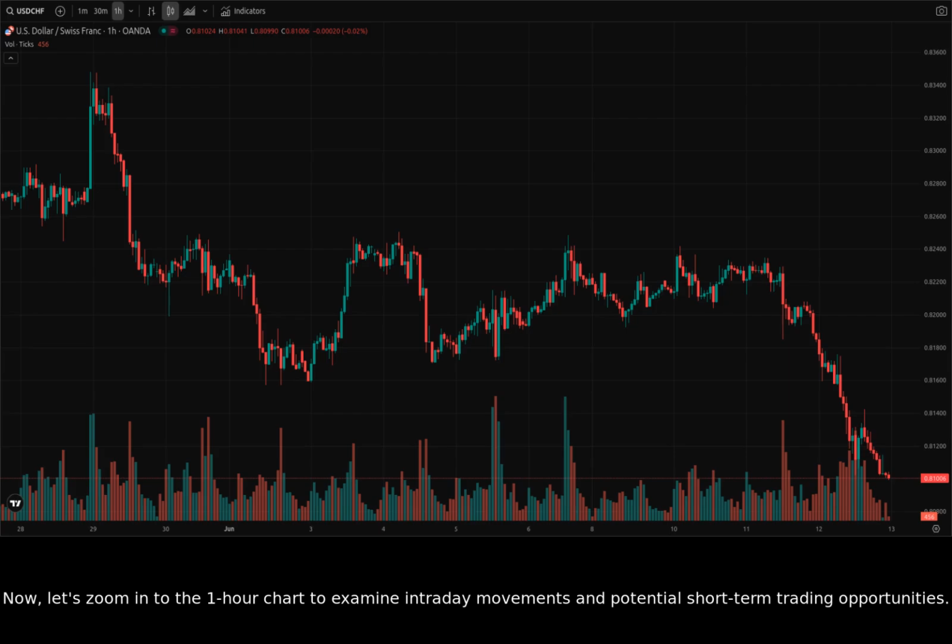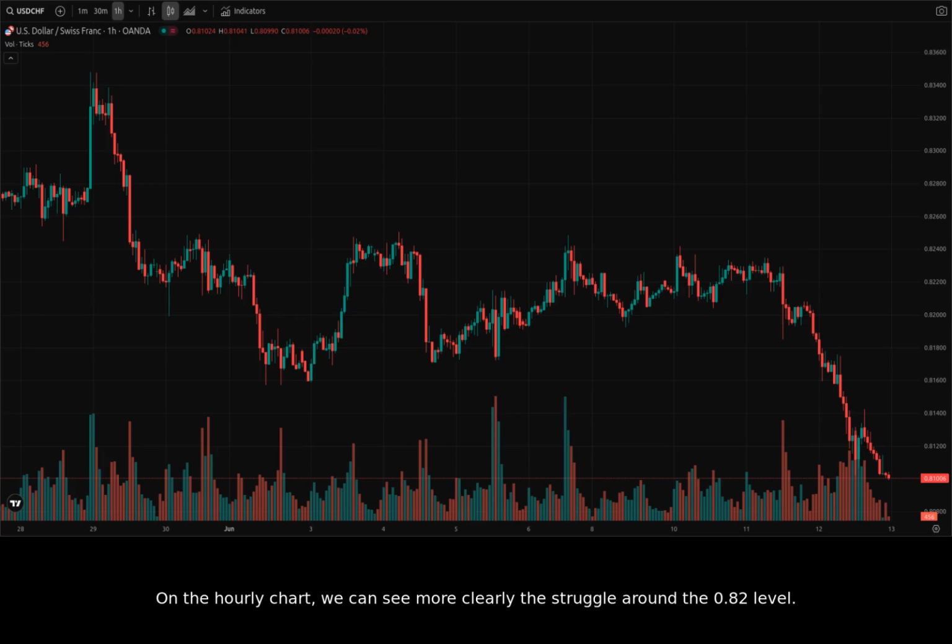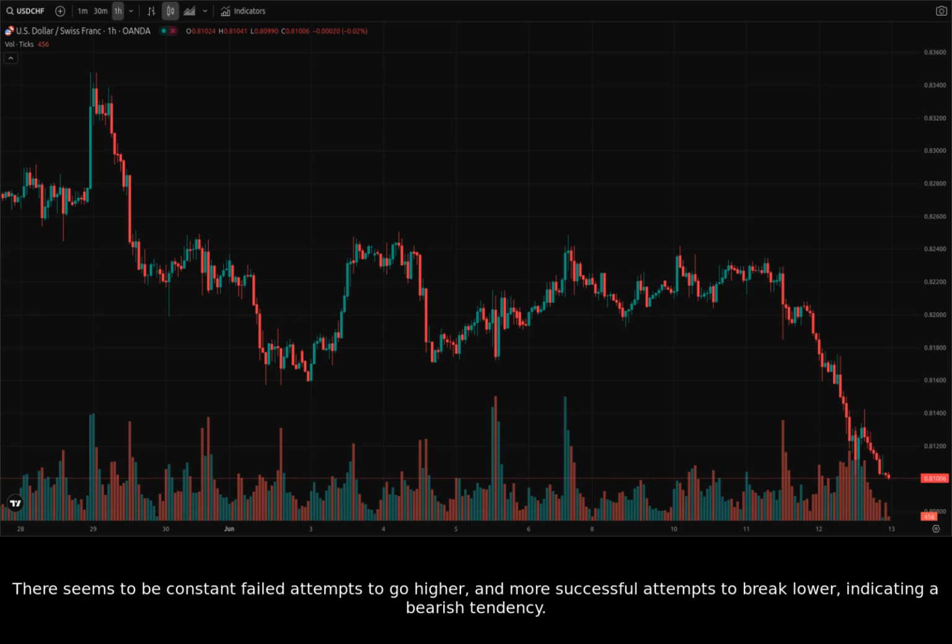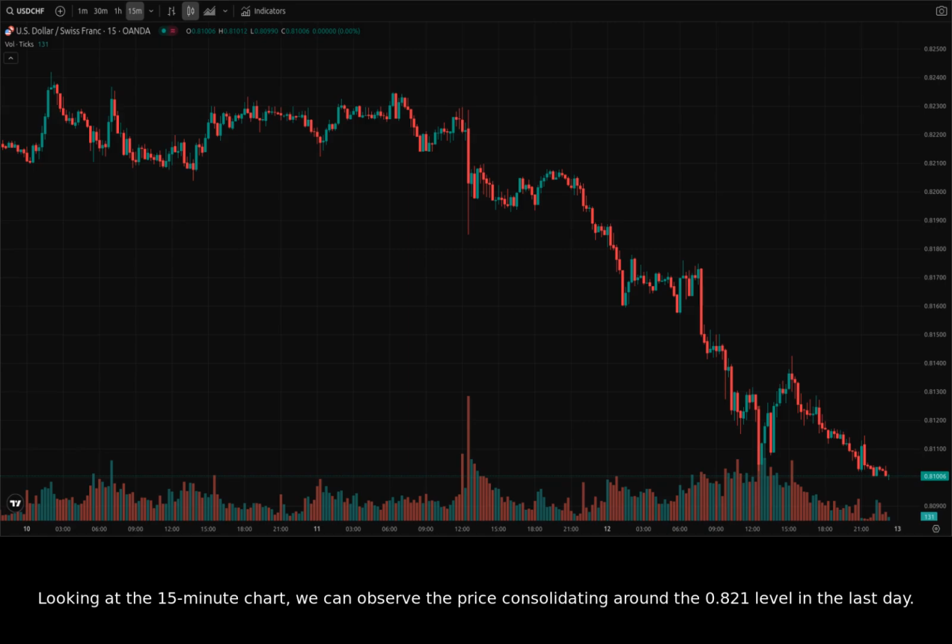Now, let's zoom into the 1-hour chart to examine intraday movements and potential short-term trading opportunities. On the hourly chart, we can see more clearly the struggle around the 0.82 level. There seems to be constant failed attempts to go higher and more successful attempts to break lower, indicating a bearish tendency. Looking at the 15-minute chart, we can observe the price consolidating around the 0.821 level in the last day. But overall, it seems unable to mount any real challenge upward.